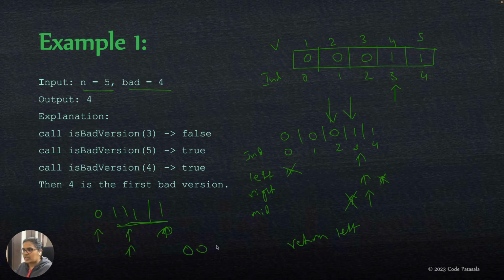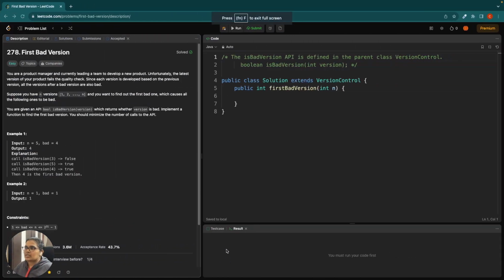Whereas in case of left, let's say we have it like this. Mid would be here. If the mid is still 0, that means everything left of mid is also 0 because it is sorted. So we'll just move left to the right of the mid. And how long will we do this? As long as left is less than right. Okay, so that is our algorithm. So let's write code for this.